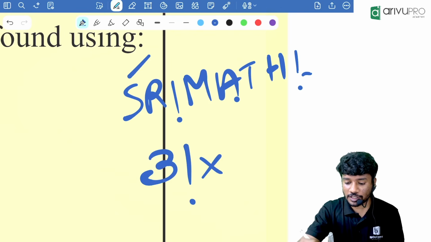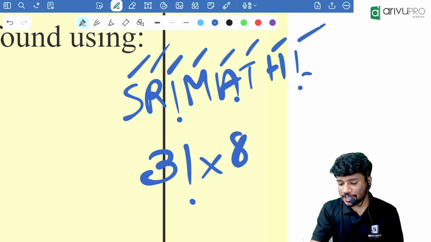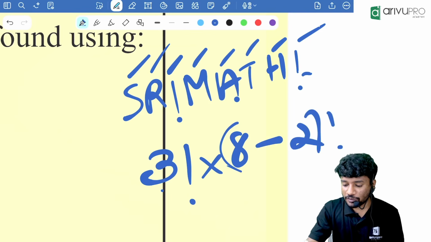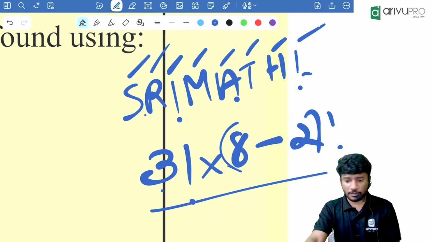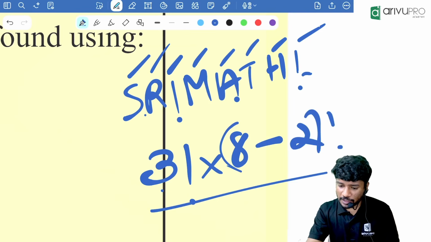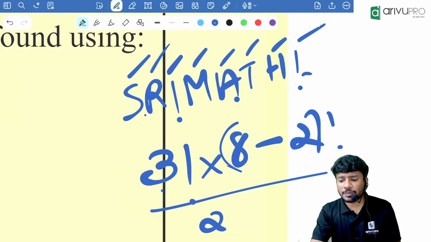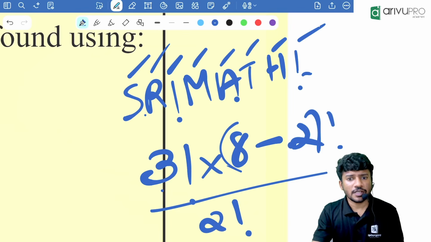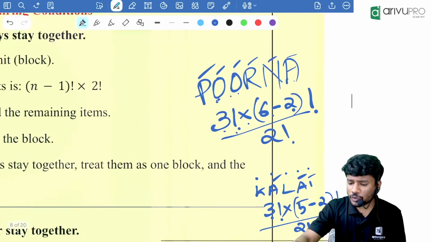How many are there in total? 1, 2, 3, 4, 5, 6, 7, 8. 8 minus. What is 1 less than 3? 2 factorial divided by. Any repetition is there, people? I is repeated how many times? 2 times. Anything else is repeated? That is the answer. 8 minus 2 is how much? 6. Now, one more question.